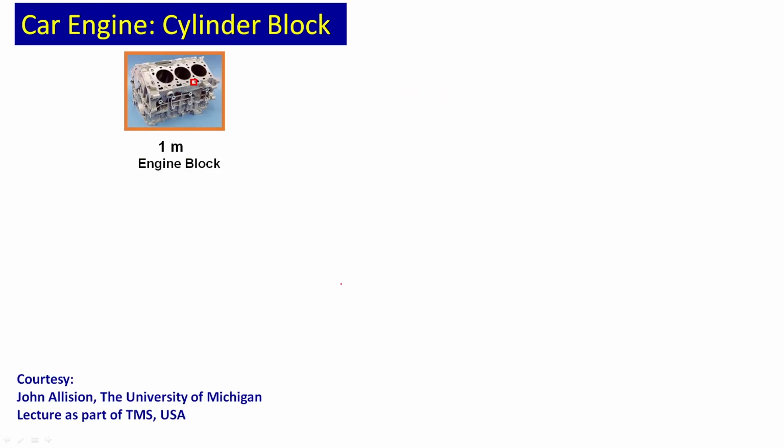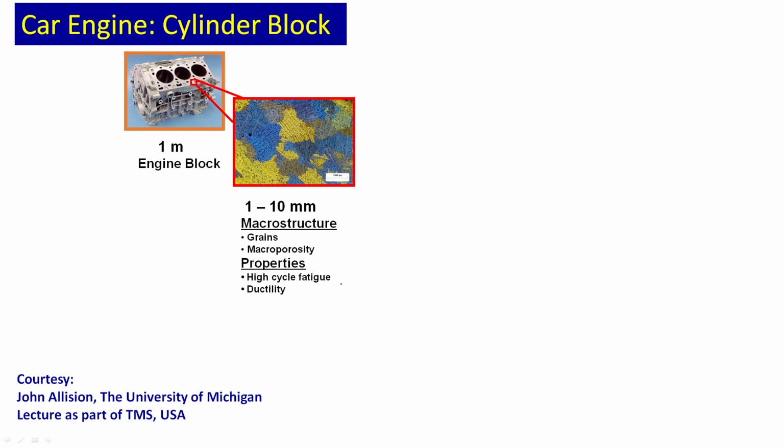So, to give you a better perspective of the length scale problem, a car engine is 1 meter long, and if you want to do simple optical metallography, it will be 1 to 10 millimeters. So, you go down from 1 millimeter, that is about 1000 microns, to about 10 microns. You can see the grains, you can see porosities also, the black porosity. You can also measure properties like high cycle fatigue and ductility.